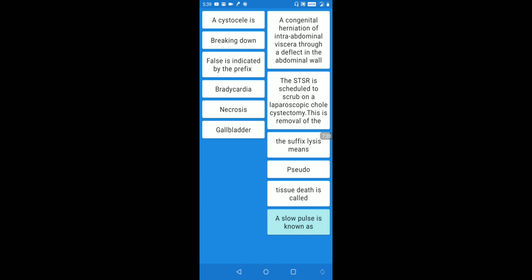They actually gave me one that I know, so I must tap it. A slow pulse is called bradycardia. You see, cardi means heart. So yeah, I remember that one. Necrosis, tissue death, is called necrosis.